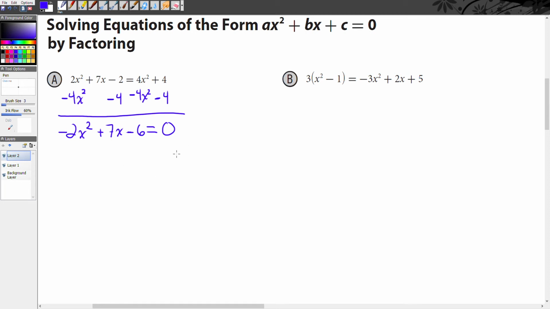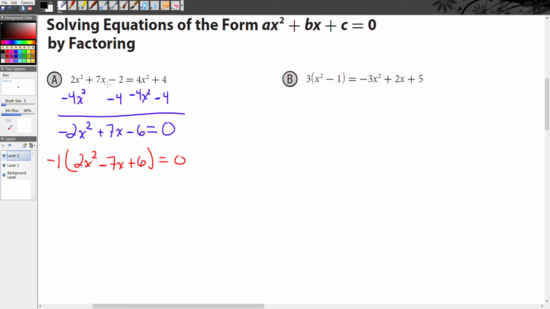And now we need to factor. Well, the first thing is we notice that our a value is negative, and we don't want that. So we're going to factor out a negative 1. Negative 2x squared divided by negative 1 is positive 2x squared. Positive 7x divided by negative 1 is negative 7x. And negative 6 divided by negative 1 is positive 6. And now we need to go ahead and factor this.